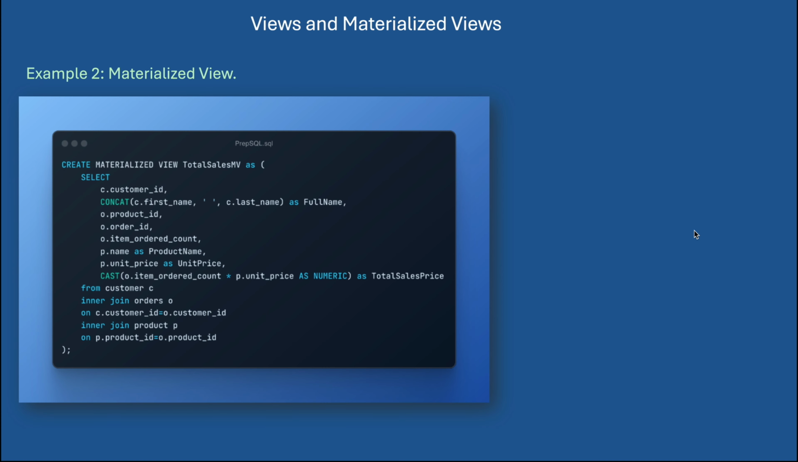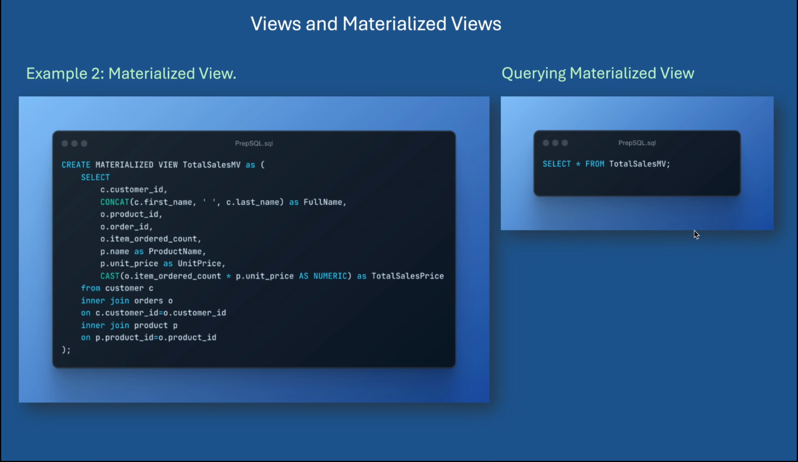Moving ahead with another example, a materialized view. In this case, we just add the materialized keyword in front to make a normal view into a materialized view. So we write create materialized view total_sales_mv, which is the name of the view, as, and then within brackets we write our logic, which is pretty much similar to what we saw in the previous example.